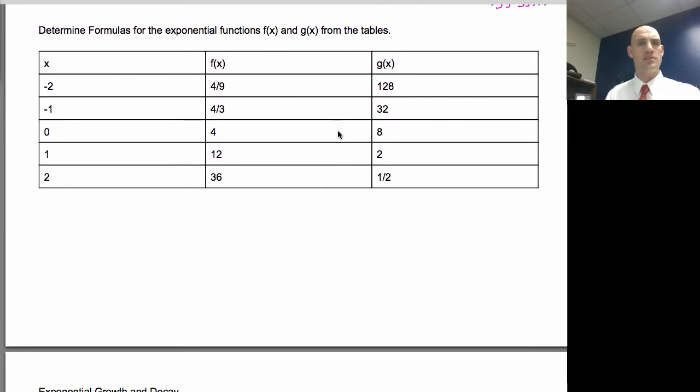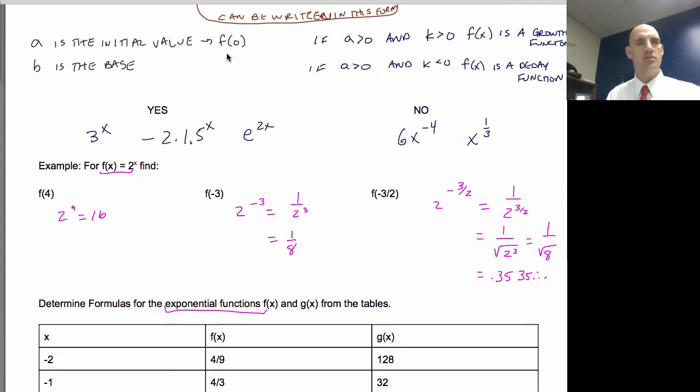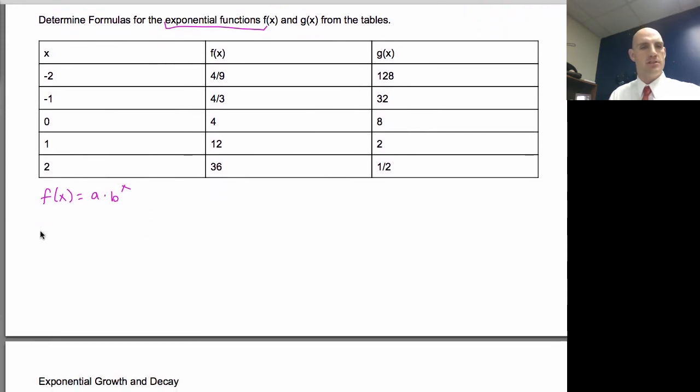We're going to determine formulas for the exponential functions f of x and g of x from these tables. Okay, so we've already been told that these are exponential functions, f of x and g of x. And so f of x takes this form, a times b to the x. Well, if we know something about the formula, what is a? What is b? Well, a, from up here, a is my initial value, or f of 0. So for f of x, what is f of 0? Well, if I look at my chart, here's 0. F of 0 would be 4.